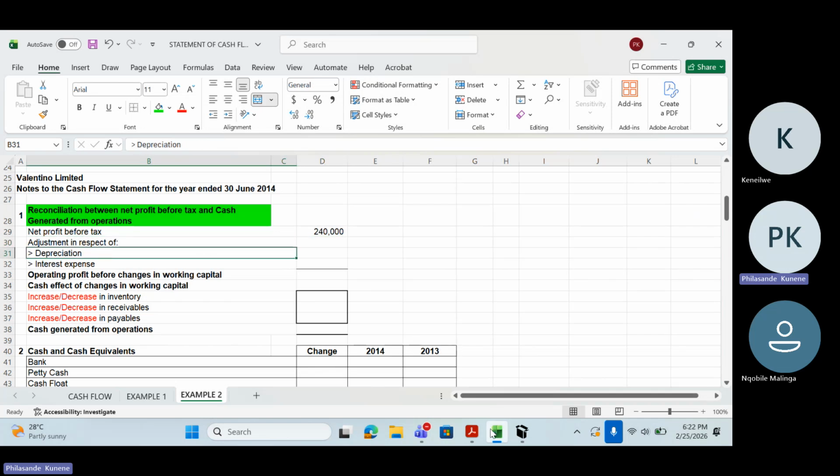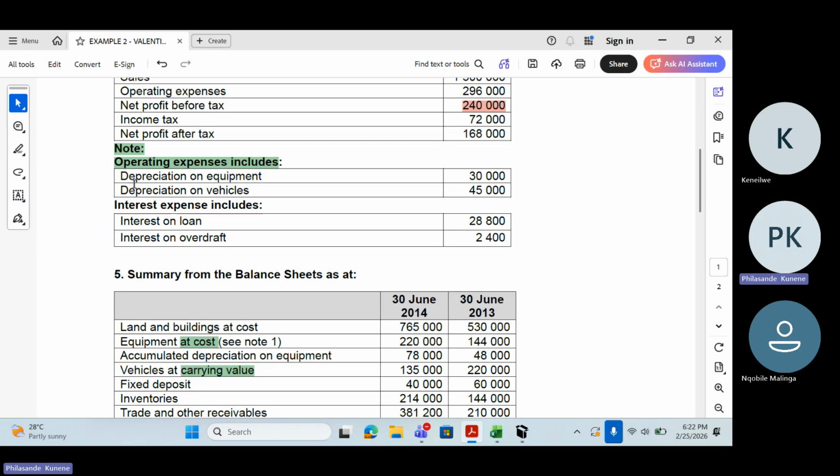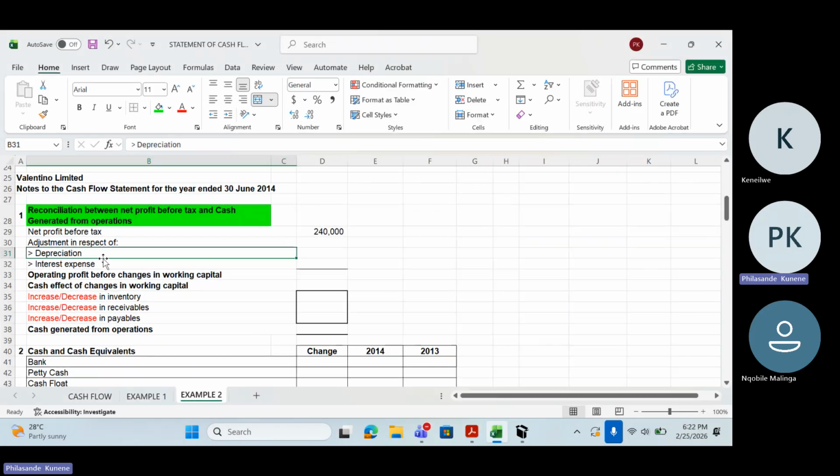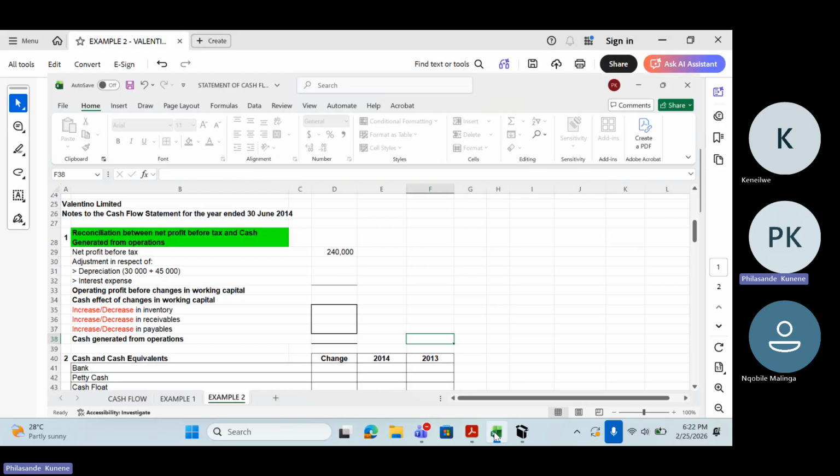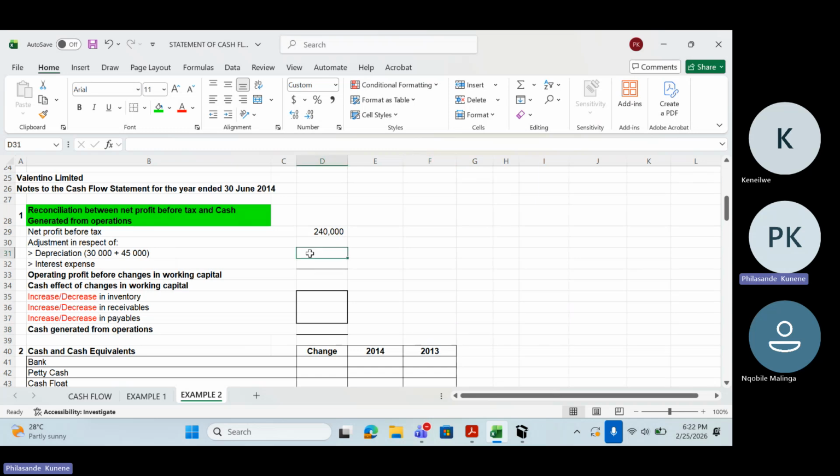We need to go and check how much depreciation was provided to us. They told us we have 30,000 for equipment and we have 45,000 for vehicles. So which means now I'm going to say 30,000 plus 45,000 rands, which is these two amounts. And then how much am I going to get? If I'm adding the two, 75,000 rands.